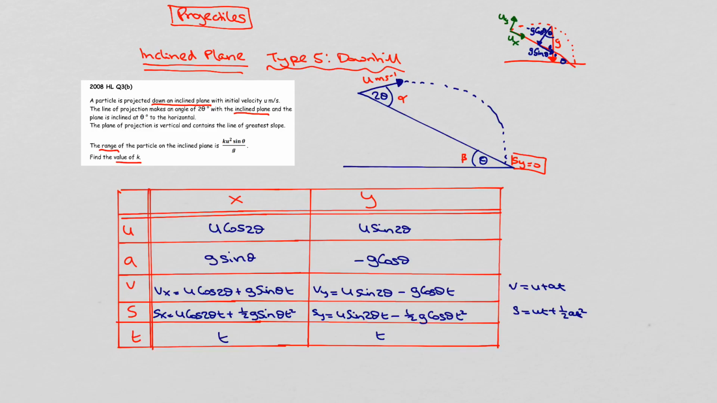Okay, so if we're looking for the range, then again, on landing we said sy is equal to 0. So this is our range here. It's our s in the x direction from start to finish. So in other words, to get s of x, we need the time of flight. And the time of flight then will be on landing, sy will be equal to 0. So we take our equation for s of y, which we said was u sine 2 theta t minus a half g cos theta t squared.